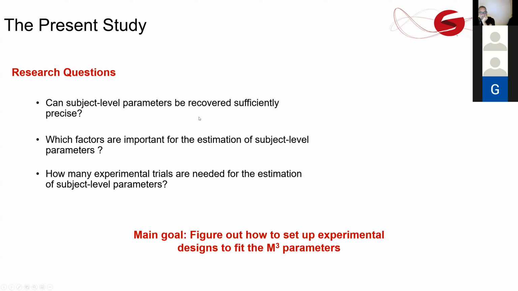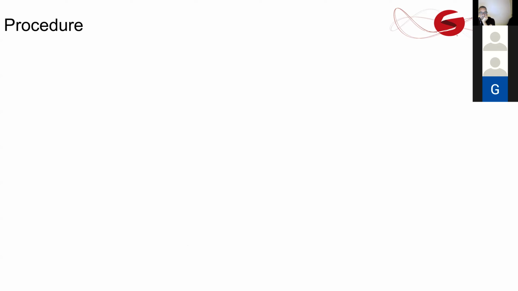And the main goal was to figure out how to set up experimental designs to fit the M3 parameters. And we did this all using Stan, because we tried it with other sampling software, but the NUTS sampler seemed to be the most efficient, and we had very good results, which I will present later.